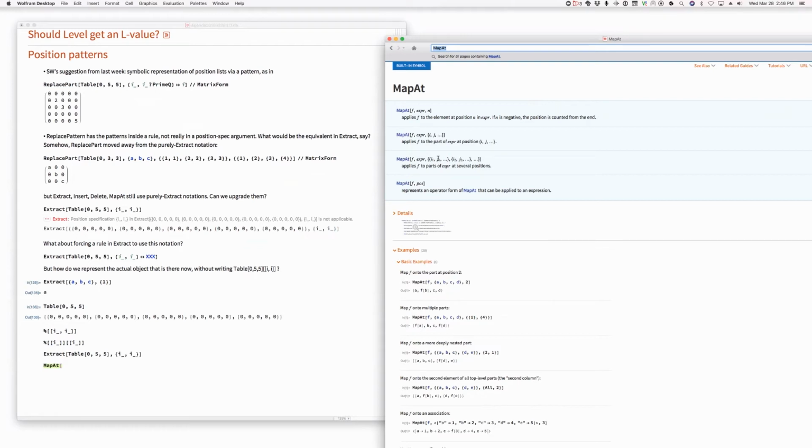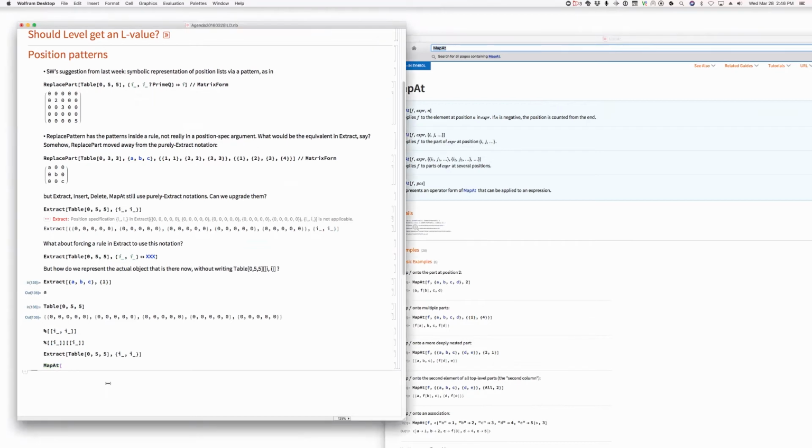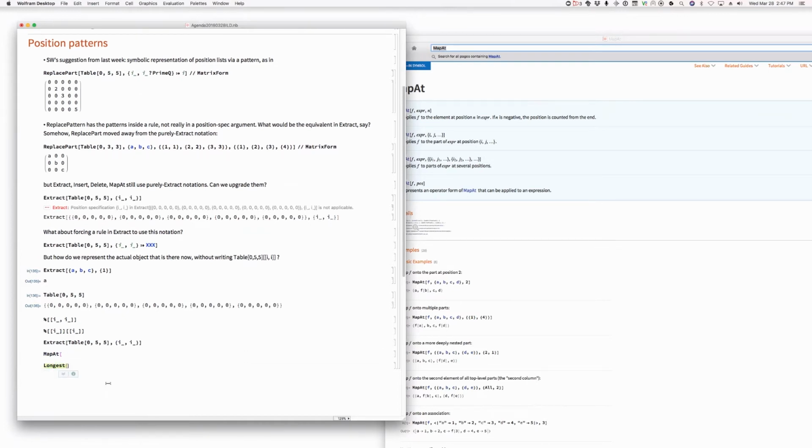Because if map at took patterns, one could imagine something where the index pattern, so to speak, said, well, what will be level -1 in index patterns? Wow, that's kind of an exotic thing. It's some kind of longest of blanks or something. What is it? Sorry, what do you want to do? I'm trying to make the index pattern for level -1 for the leaves of the tree.